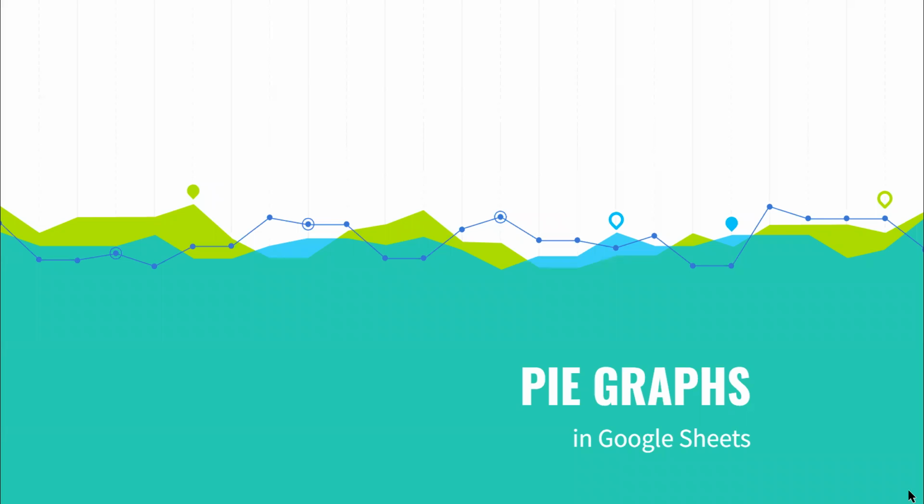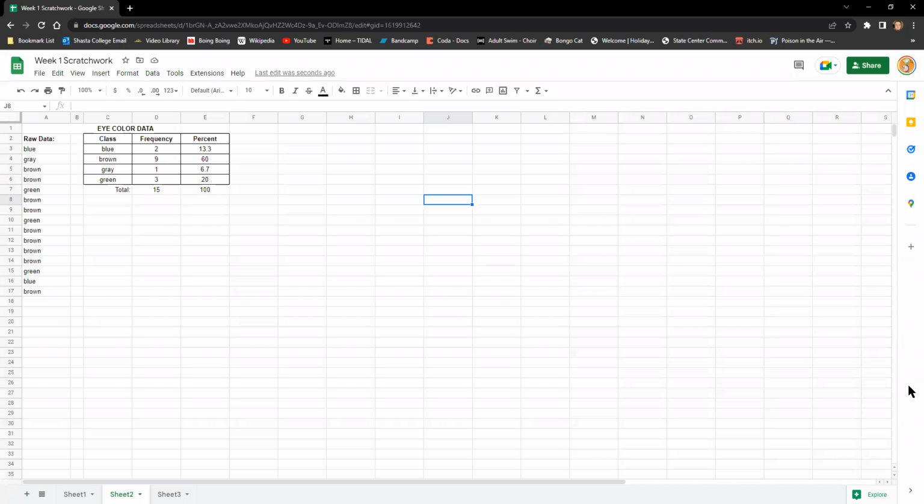Hi everyone. In this video, we're going to discuss how to construct pie graphs in Google Sheets. You'll remember from a few previous examples that we had some eye color data collected. We've already organized that eye color data into a categorical frequency distribution. So we have sorted eye color data by class or category. We've counted the number of individuals with that eye color and put that in the frequency column. And then we calculated the percent.